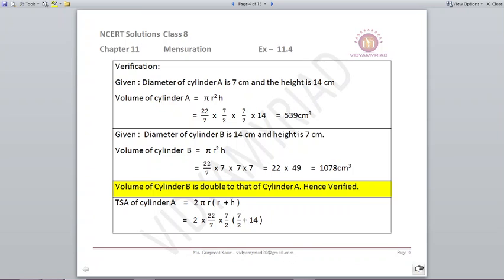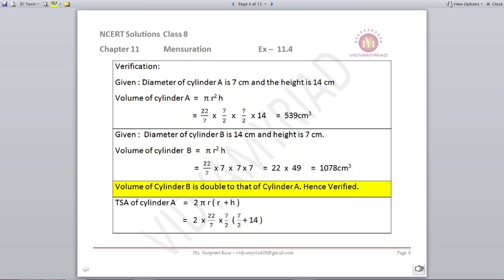Similarly, we can find out for cylinder B, the diameter is 14 and height is 7. So, diameter is 14, so radius is 7, height is also 7. So, volume of cylinder B is pi r square h, which comes out to be 1078 centimeters cube. So, if we compare, the volume of cylinder B is double that of the volume of cylinder A. Now let's find out the TSA of cylinder A.